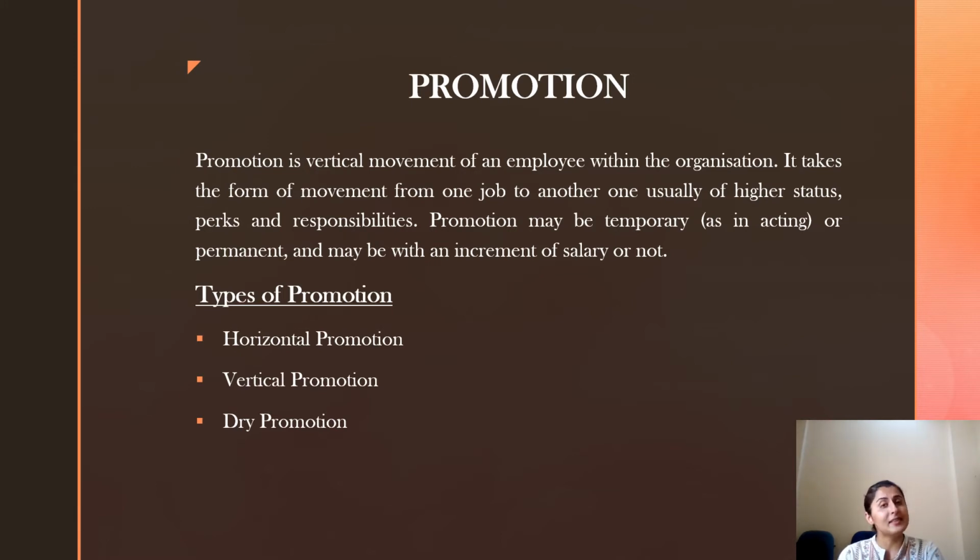Why is it a promotion? Because here your designation is changing, although responsibilities and everything remain somewhere or the other the same. And dry means you are not getting anything extra in terms of money, because whatever salary package you were getting with the previous designation, the same thing you will be getting here. There is no change in terms of salary, perks, etc. So these are the different types of promotions.